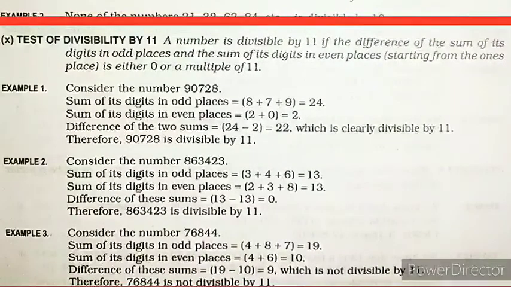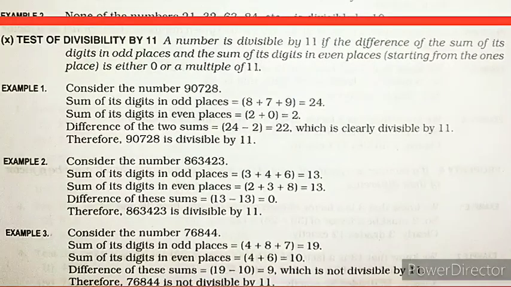Now see which are the odd place digits, meaning 1, 3, 5 place digits, that is 8, 7 and 9. So first sum the odd place digits, that is 8 plus 7 plus 9 is equal to 24. Now the sum of its digits in even places. Which are the even places? That is 2 and 4 in the number, meaning 2 plus 0. 2 plus 0 is 2.